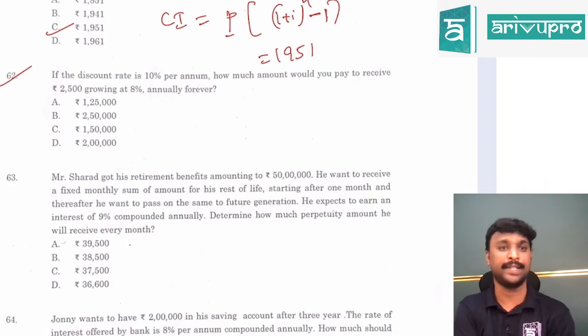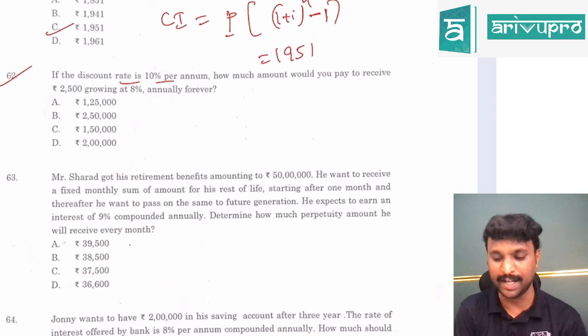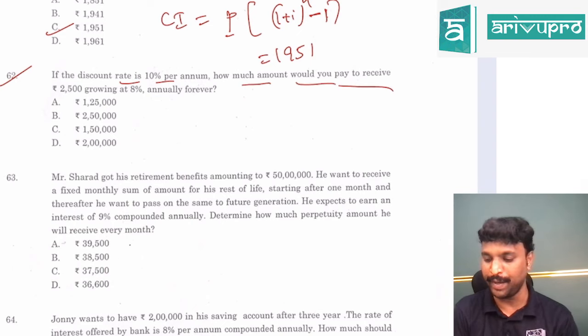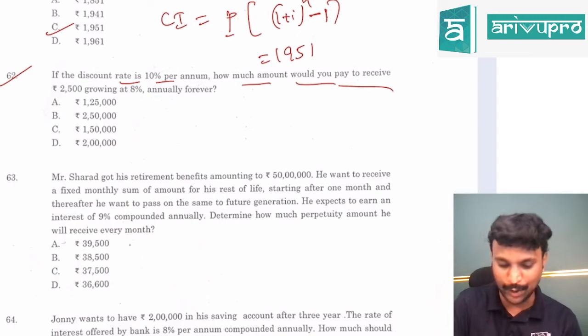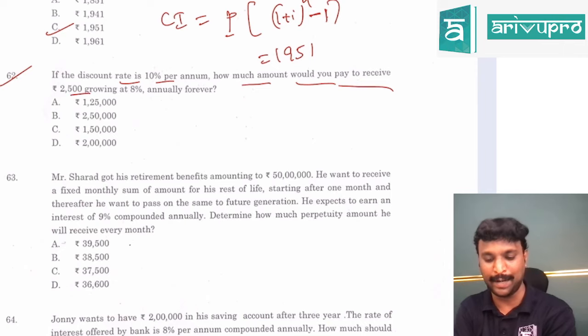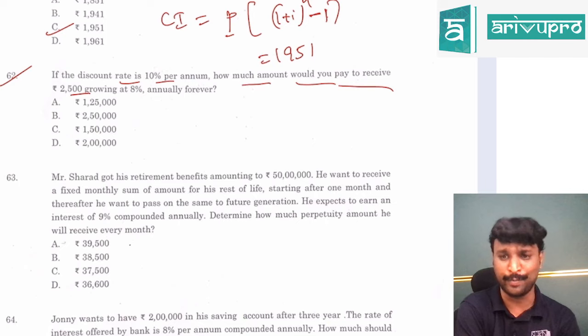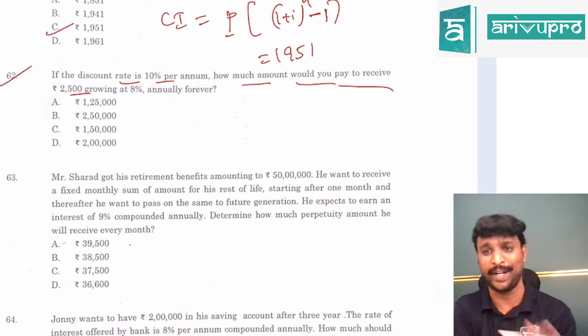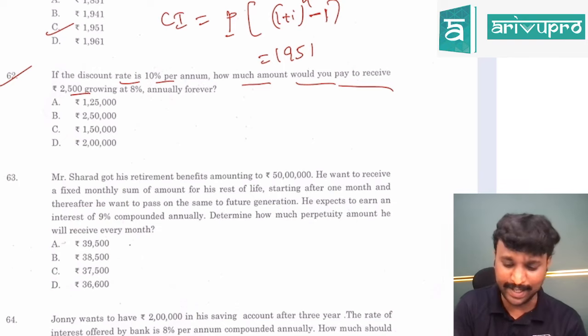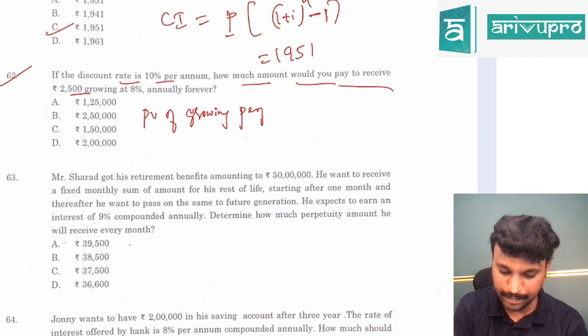Guys, moving on to 62nd question. If the discount rate is 10% per annum, how much amount would you pay to receive 2,500 growing at 8% annually forever? Forever means what? Indefinite number of periods. That means it is perpetuity. Growing perpetuity or a normal perpetuity? Two rates are given. So definitely it is PV of growing perpetuity.